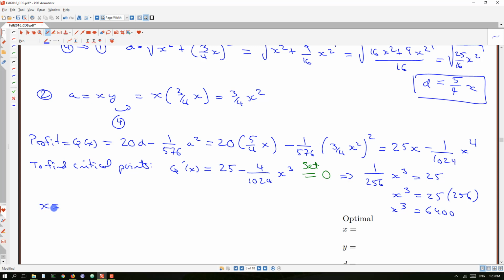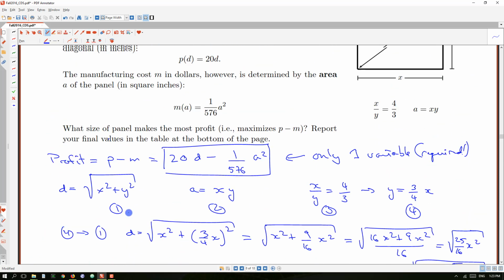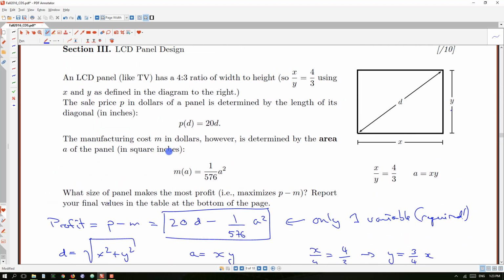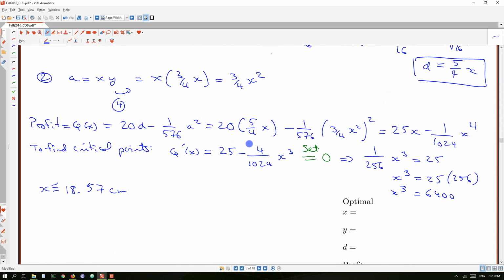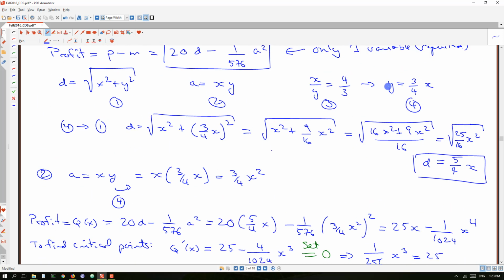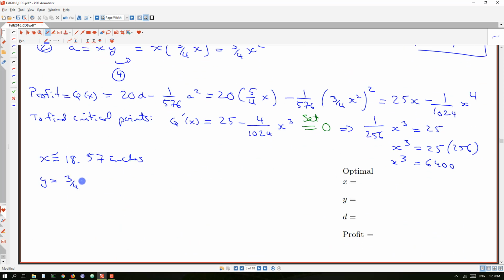Perfect. That gives us x equals the cube root of 6,400, which is around 18.57. All the units here were centimeters. That's right, all the units here were inches. So 18.57 inches. Perfect. And we have y, which is equal to 3/4 of x. That's from back up here. 3/4 of x. And that gives us a height of about 13.92 inches.